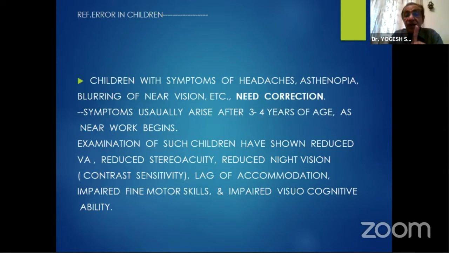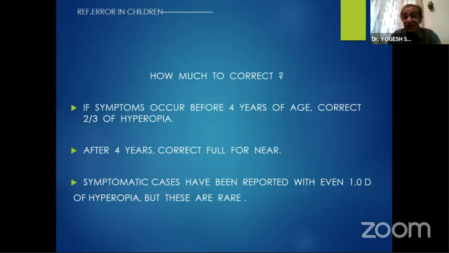Examination of such children has shown reduced visual acuity, reduced stereoacuity, reduced night vision, reduced contrast sensitivity, lag of accommodation, impaired fine motor skills, and impaired visual cognitive ability. So if hypermetropia is 4 or more after 4 years, you remember that cutoff line, and it has not improved, it can cause these problems, and therefore it should be treated and needs correction. Now, how do you correct is a matter of art. How much to correct? That is what is an art.